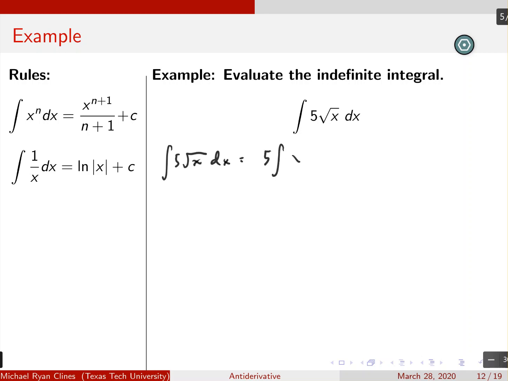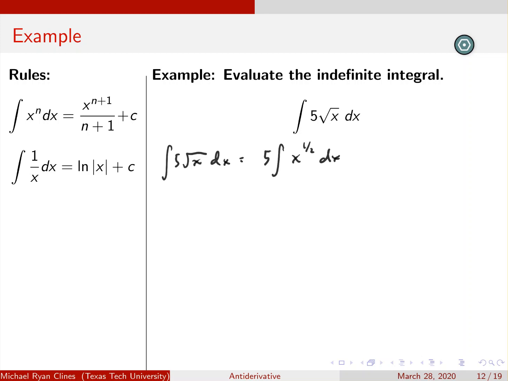So, the integral of 5 times the square root of x dx is equal to 5 times the integral of x to the 1/2, because the square root notation, that little radical right there, we can just rewrite as a fractional exponent, which I realize looks like 2 over 2. So we're going to rewrite that as 1/2. So 5 times the integral of x to the 1/2 dx. Now we have a rule that can handle this.